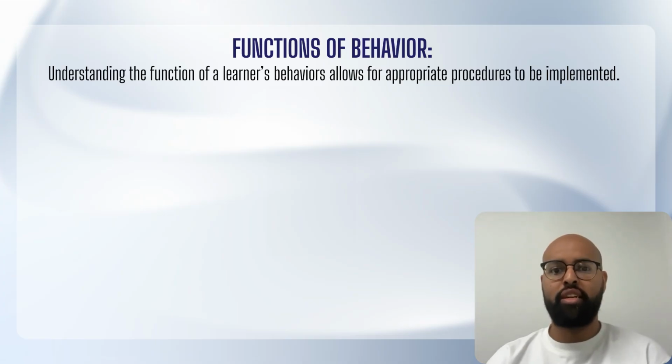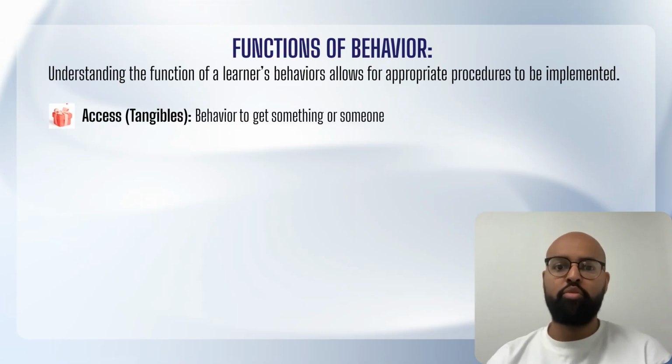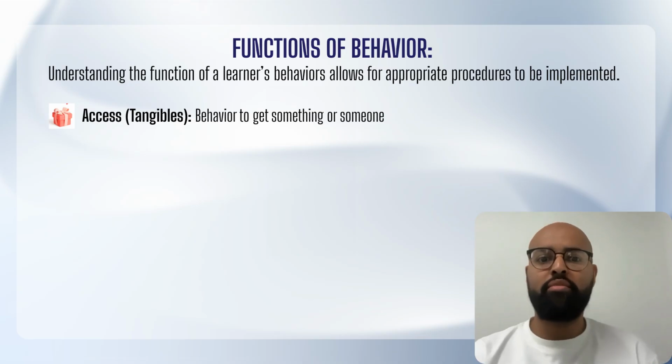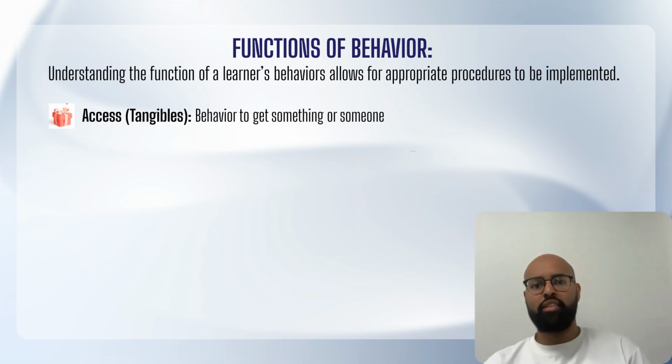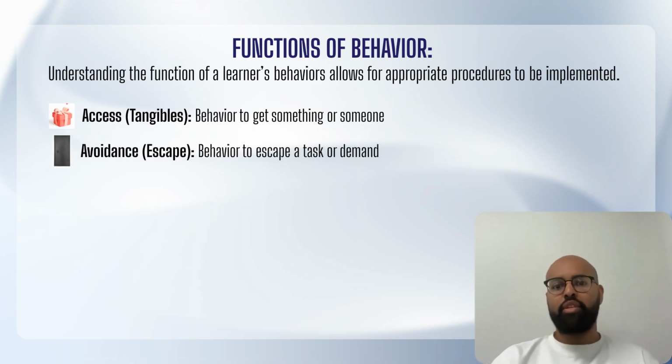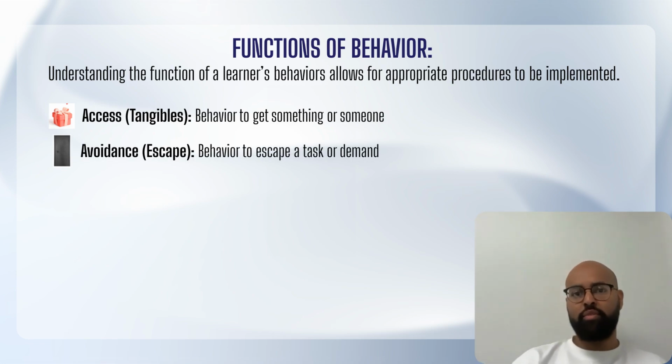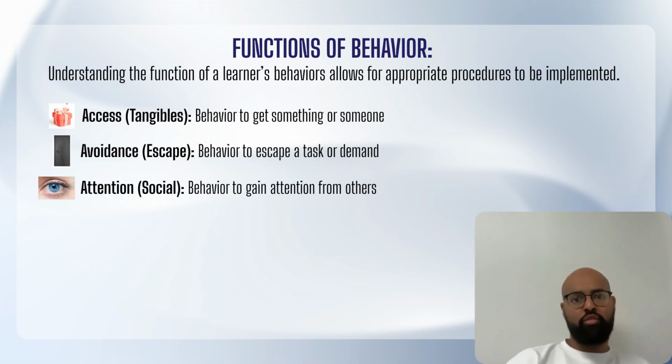In ABA, there are four main functions of behavior. Access or tangible, when a learner behaves a certain way to get something they want, like a toy or a snack. Avoidance or escape, when a learner tries to get out of something, like a difficult task or an activity they don't like. Attention or social, when the behavior happens to get someone's attention, whether positive or negative.